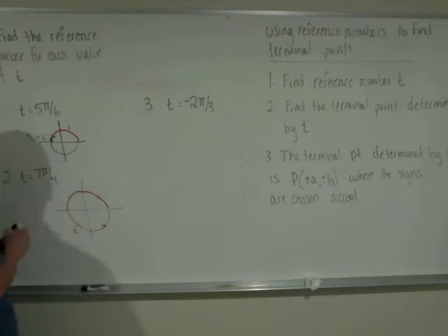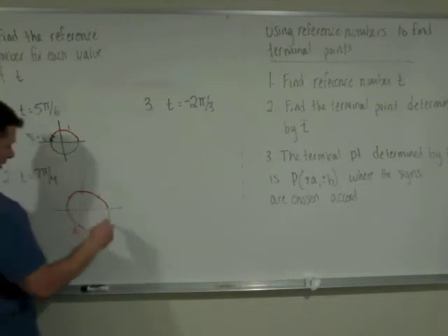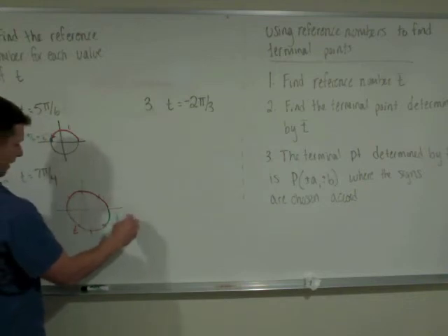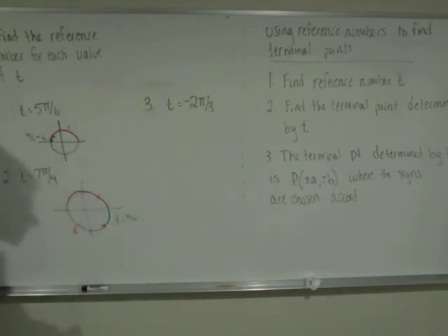Therefore, what is my value of t bar? Well, what is t bar? t bar is the shortest distance from the terminal point to the x-axis along the unit circle. It turns out to be this distance here. That turns out to be pi over 4, doesn't it? Okay, so we're understanding how to find reference numbers given a value of t.